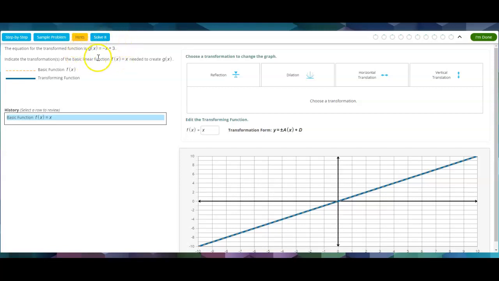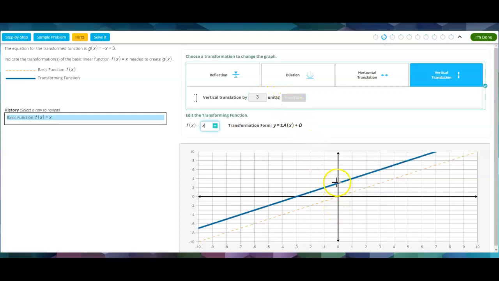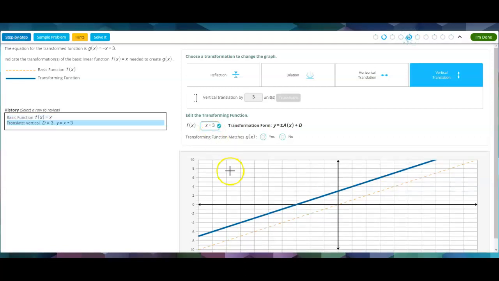We are given an equation, and we know that anytime you add a plus 3 to any function, that's going to move it up 3, isn't it? So that's a vertical translation. We're going to go up 3, and let's hit the transform button. So it moved up 3. And what part of the equation makes that happen? That part of the equation makes it happen.